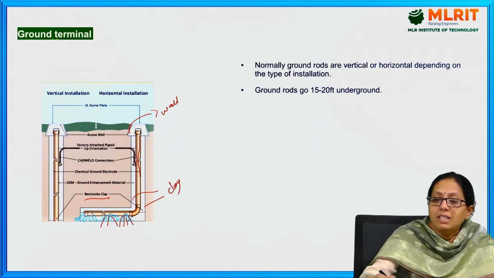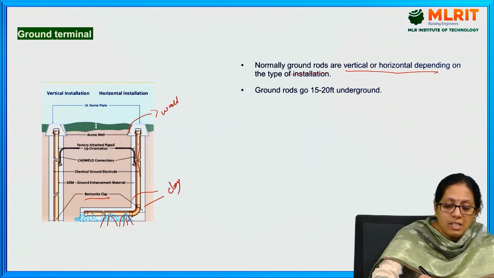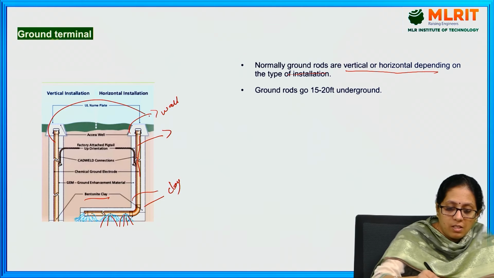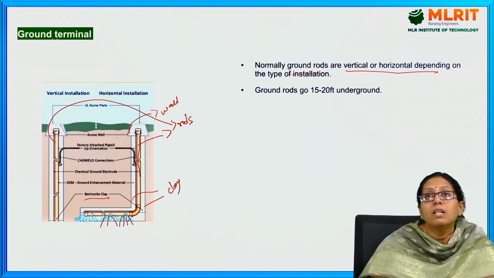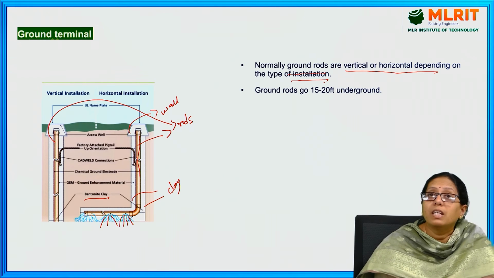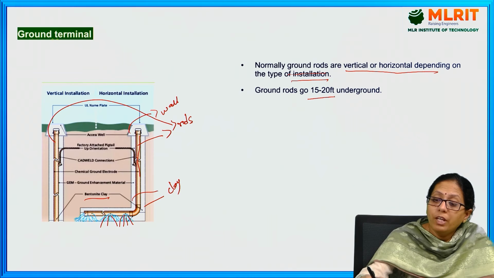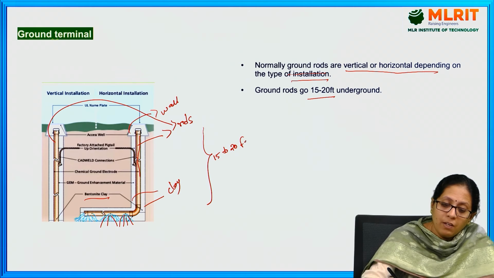Normally, the ground rods are vertical or horizontal. These rods can be vertical as well as horizontal depending upon the type of installation. The ground rods go up to 15 to 20 feet. That means this depth is around 15 to 20 feet below the ground level.